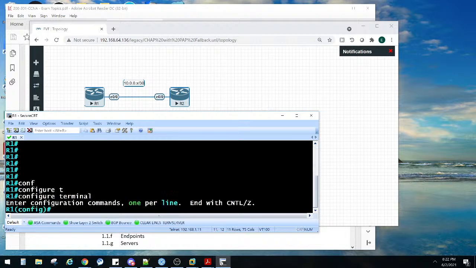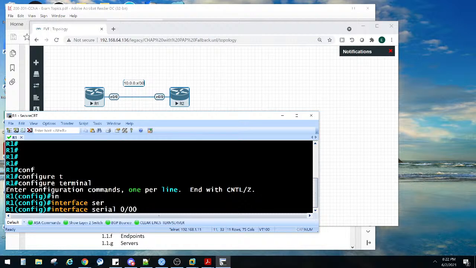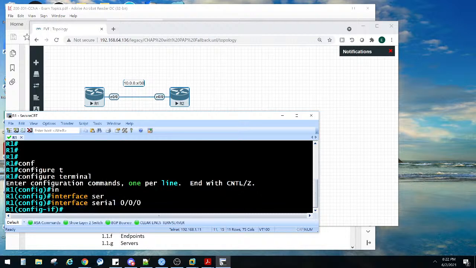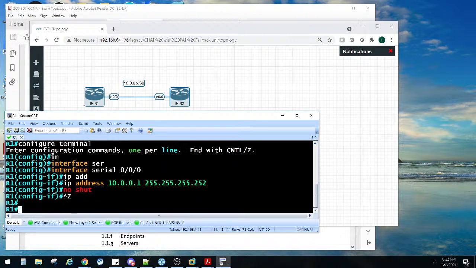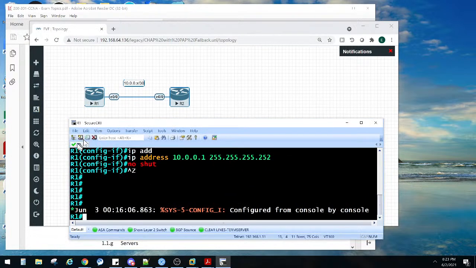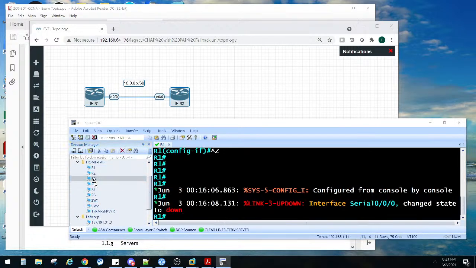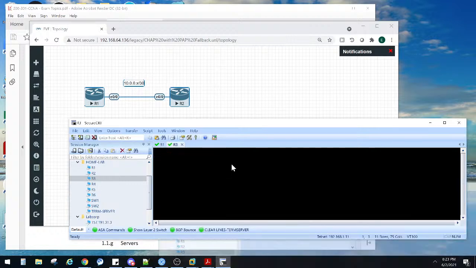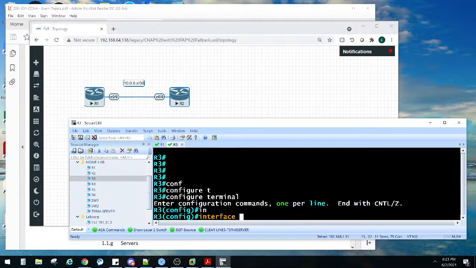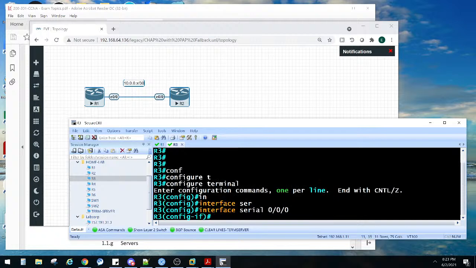I'm going to go to global config mode, interface serial 0/0/0. His IP address was 10.0.0.1, subnet mask of 255.255.255.252. No shut that bad boy. I'm going to make sure I go to router 2. Where is he at? He's actually router 3. So I actually got router 1 connected to router 3 via a serial cable. So y'all don't pay attention to that right there. It's just router 1 to router 3 because that's how I got him cabled up.